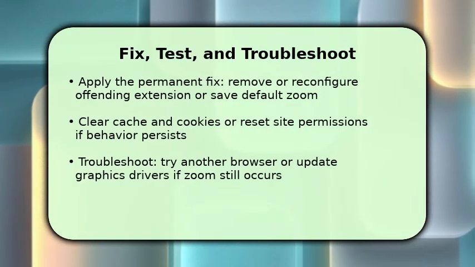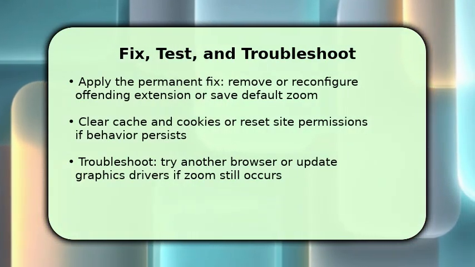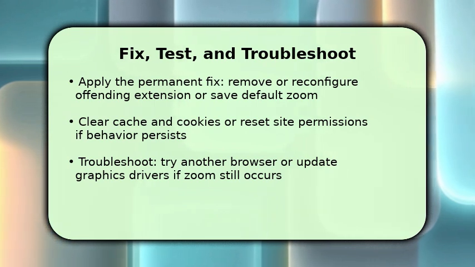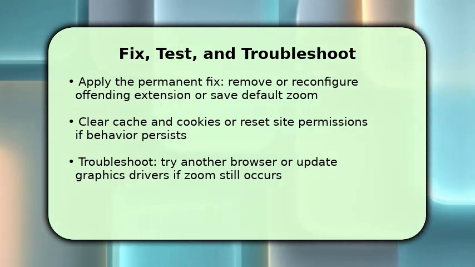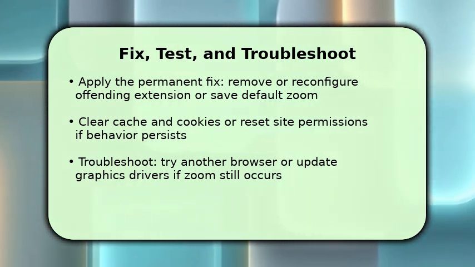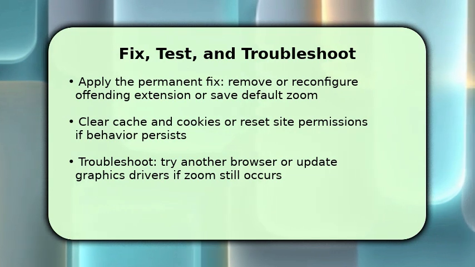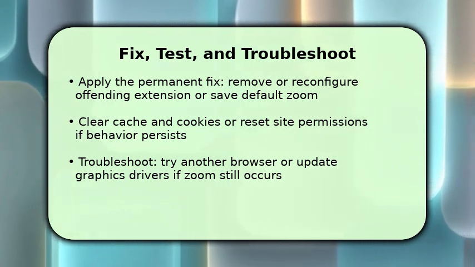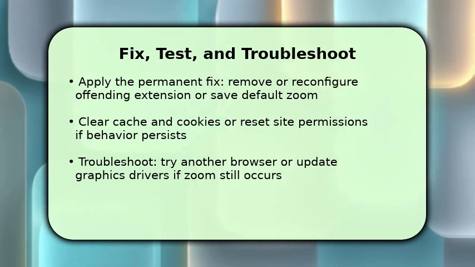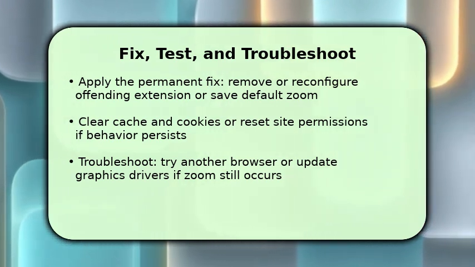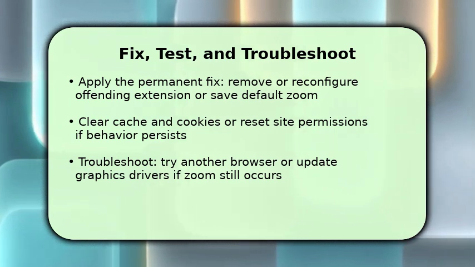Once you identify the cause, apply the permanent fix. Remove or reconfigure the offending extension, or save the browser default zoom for YouTube. After making changes, clear cache and cookies and reload the site to ensure settings stick. Make sure to test in incognito or another browser to confirm the problem is resolved across environments.